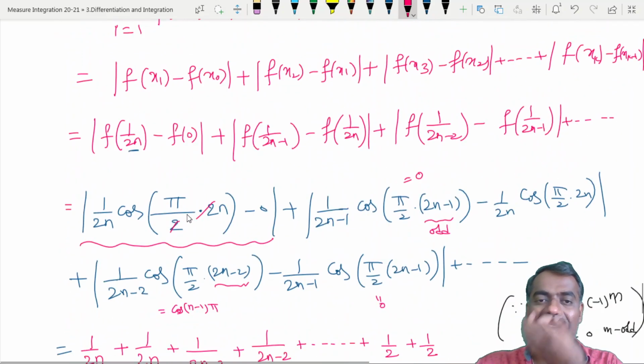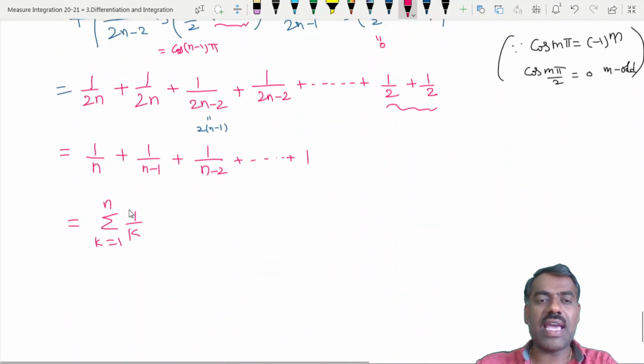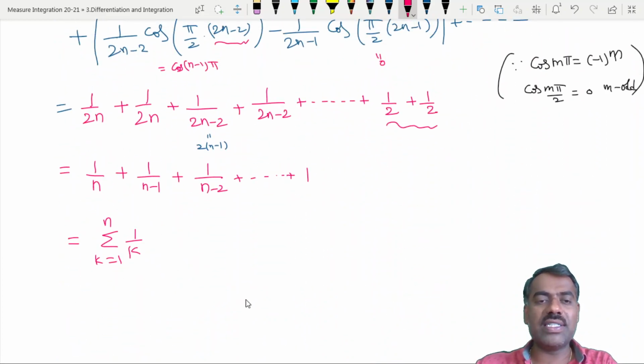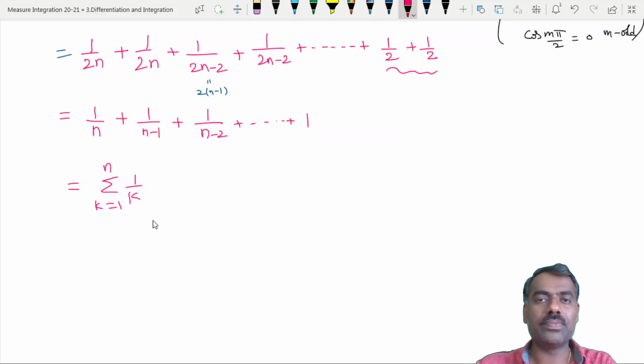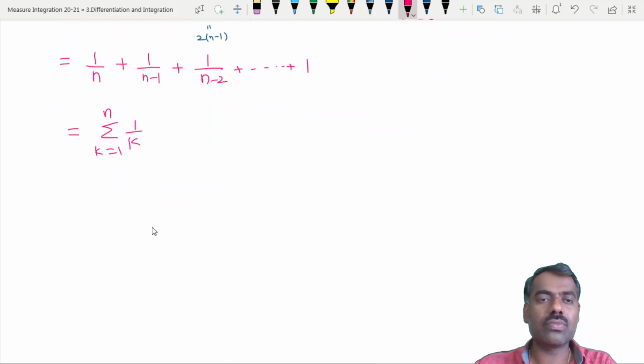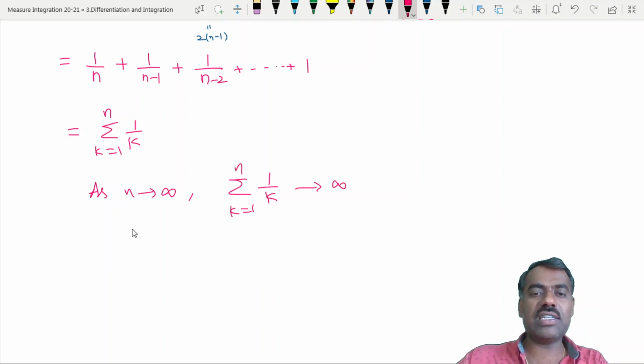So therefore, if I take n as large as possible, what do we know about this? This is a harmonic series. As n tends to infinity, what do we know? This value diverges, right? Yes or no? So as n tends to infinity, this summation of 1 by k, k equal to 1 to n, tends to infinity. Is this clear?